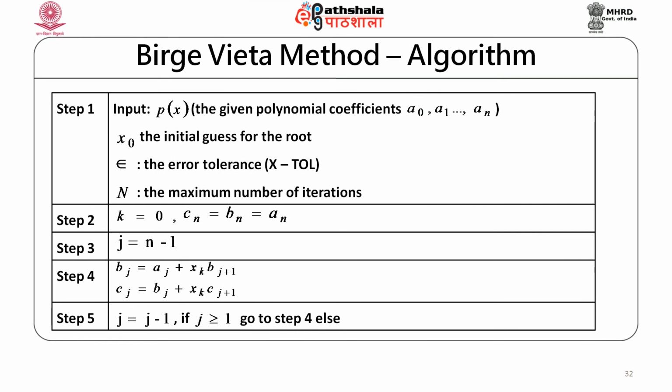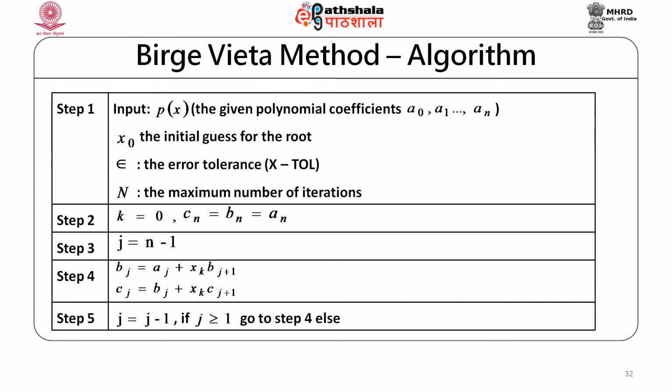We begin the iteration. So, in the initialization, our initial iteration value k is 0, and our cn and bn will be initialized to the same value as an, the coefficient of xⁿ in the polynomial. The index j will be n minus 1, and then it will be decremented by 1 in each step, and bj's will be calculated by aj plus xk b(j+1), cj by bj plus xk c(j+1), and j will be j minus 1, and we will continue this till we reach j equal to 0.